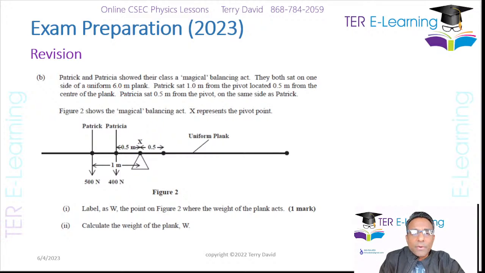plank here. Now, whenever you see the word uniform in the exam question, it means that the weight of the plank is at the center of the plank. That is where the weight of the plank is. Now, what they want us to work out. Part 1, label as W the point on figure 2 where the weight of the plank acts. Now, let me read this properly again here.